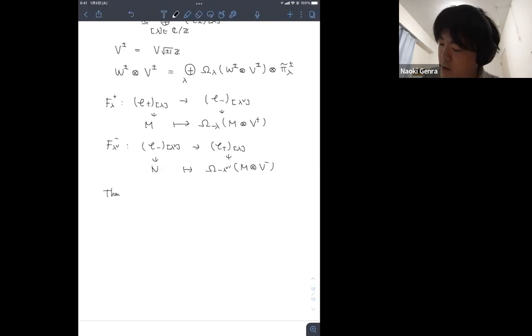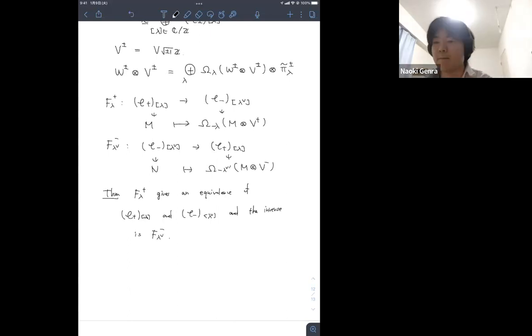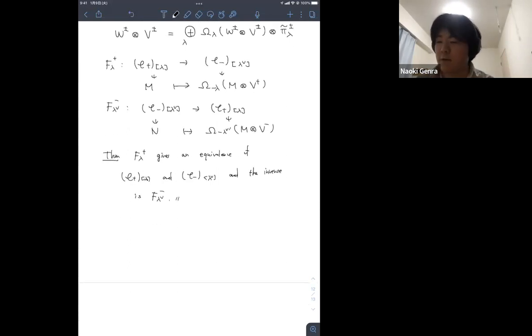The theorem is that F lambda plus is an equivalence. It gives the equivalence between C plus lambda and C minus lambda check, and the inverse is F lambda check minus. So this gives a very standard construction to obtain the duality in the Kazama-Suzuki setting.